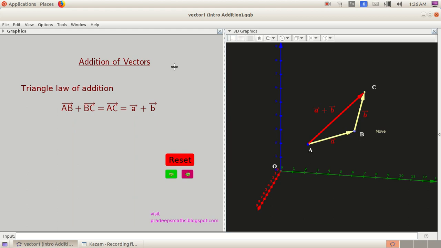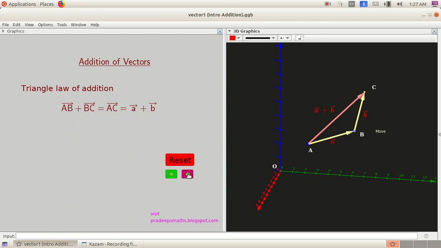Addition of vectors. Here is the triangle law of addition. Vector AB plus vector BC is equal to vector AC, that is A plus B. Here vector A and B are represented by two sides of a triangle, then the third side is represented by the sum of those vectors. Therefore, here vector A and B are acting like this. Therefore, this vector, the third side, is the sum of these two vectors.